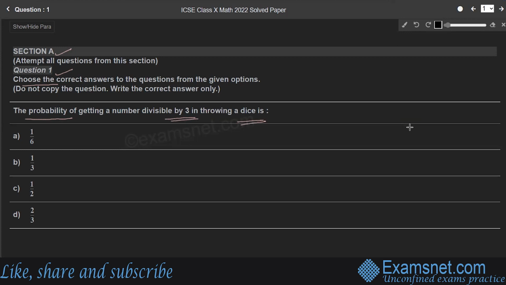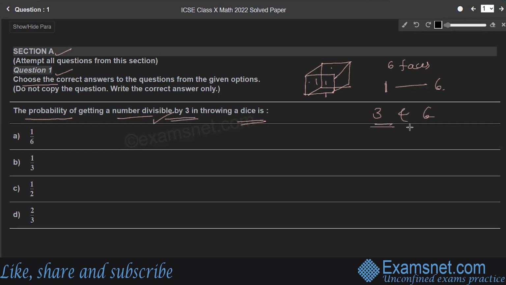Here, probability of getting a number on throwing a dice depends on the number of faces. In a dice, there are 6 faces: front face, back face, top and bottom face, left and right face. The 6 faces are numbered from 1 to 6. The numbers which are divisible by 3 from 1 to 6 are 3 and 6.